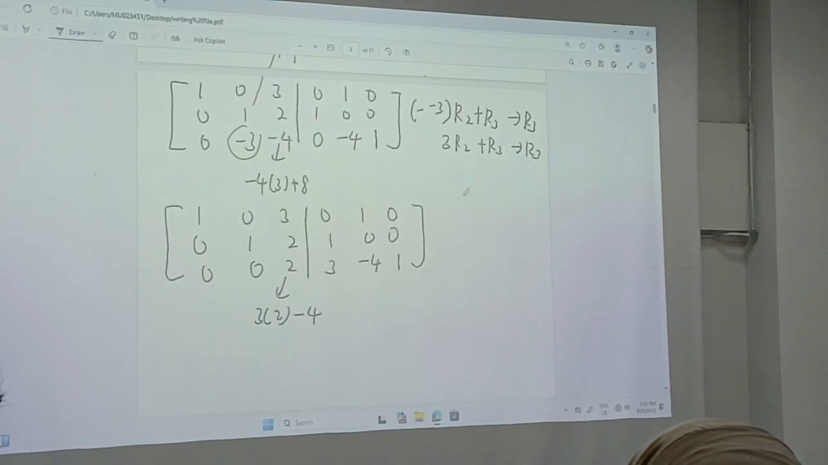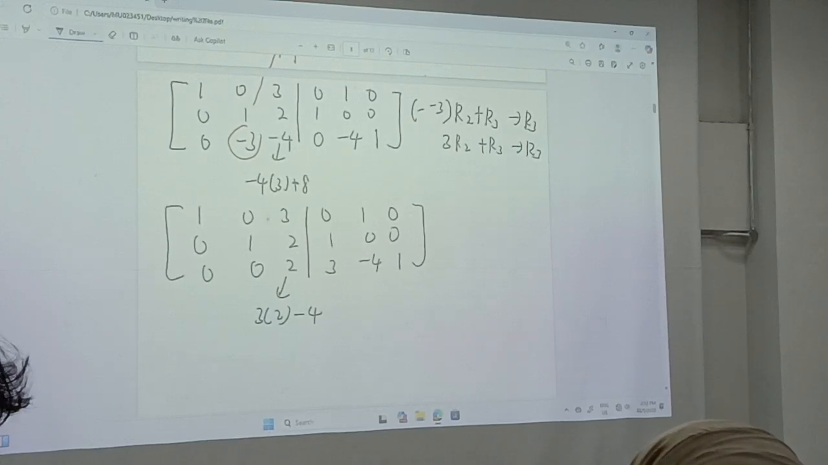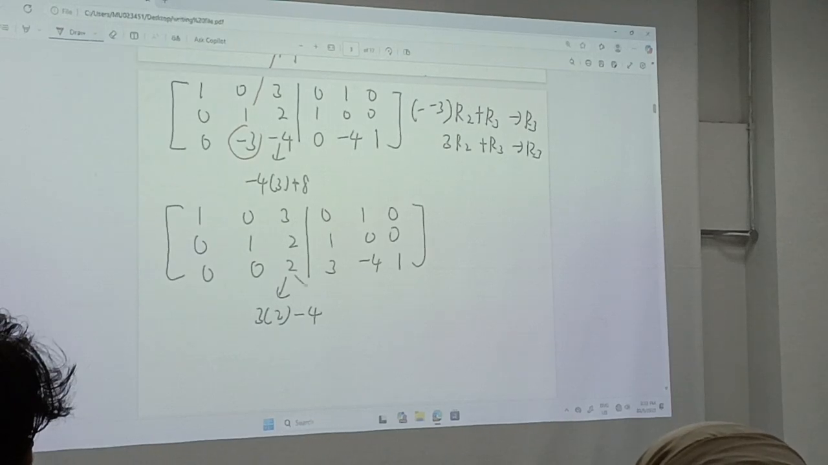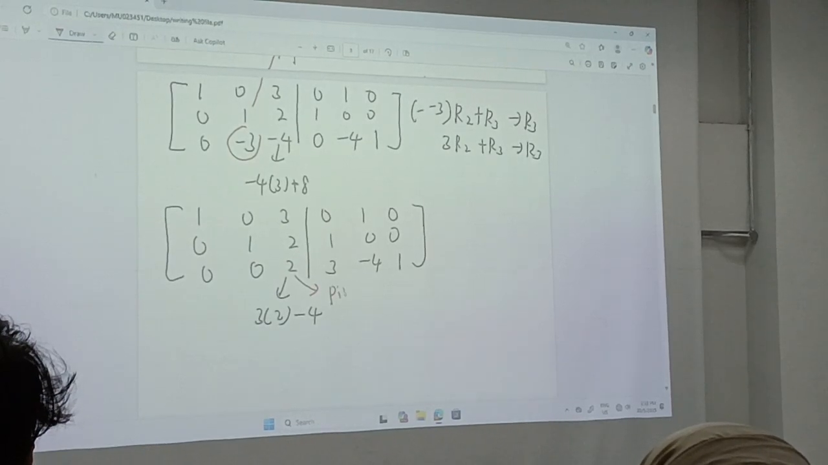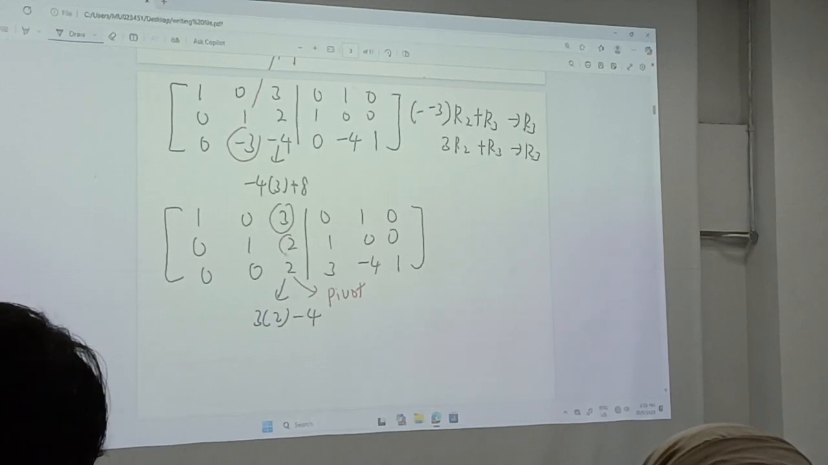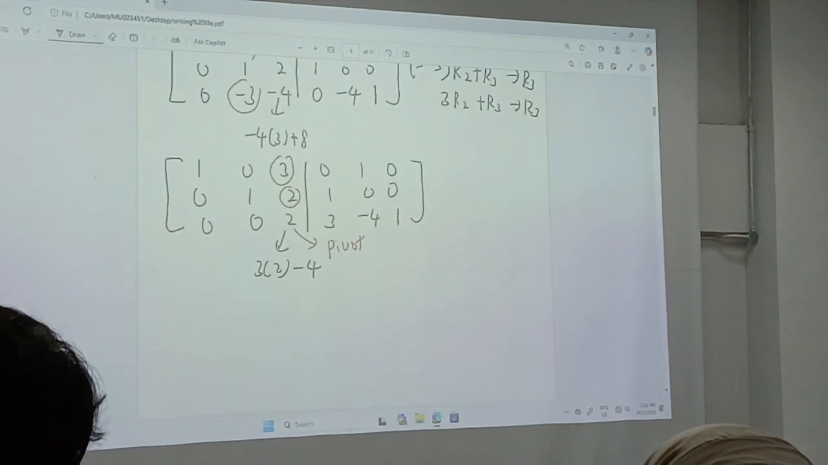Okay. After that, we move on to third column. So for third column, what is the pivot here? Pivot equal to 2, right? Then we want to eliminate 3 and 2.